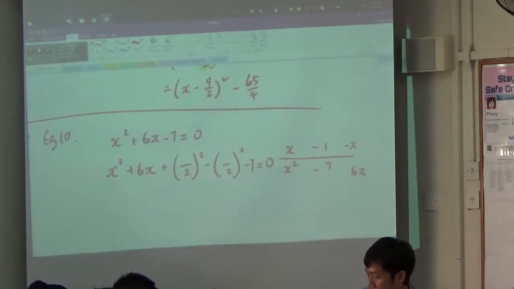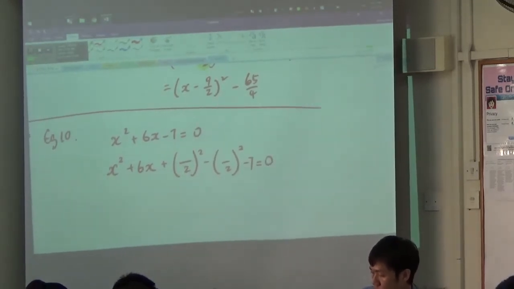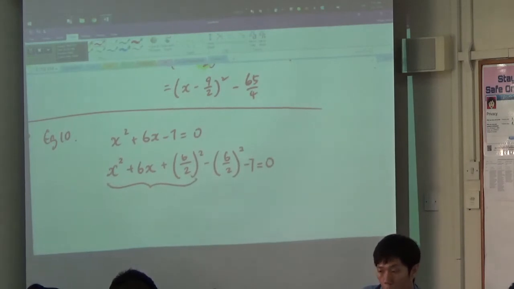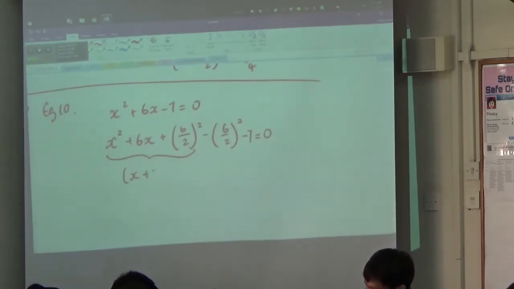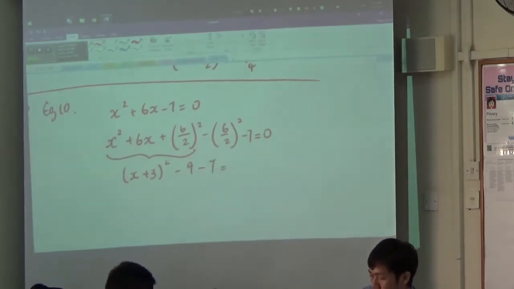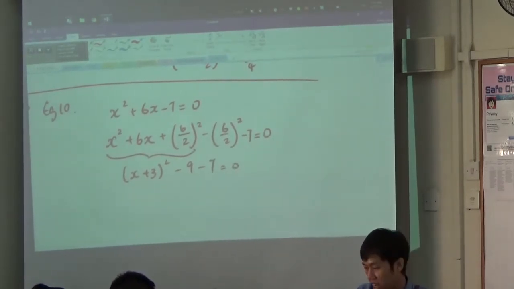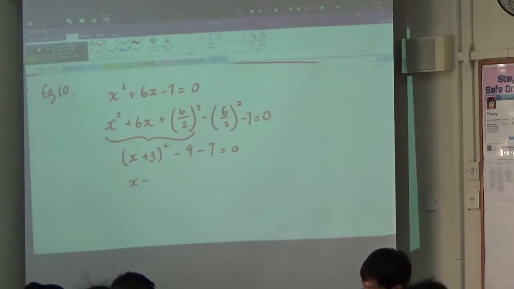Okay, so this is what I have, and fill in the blanks. What goes into the numerator? 6, and 6 over here. Continue, first three terms will be combined to give us x plus 3 squared minus 9 minus 7 equals 0. Okay, so now we have x plus 3 squared minus 16 equals 0.